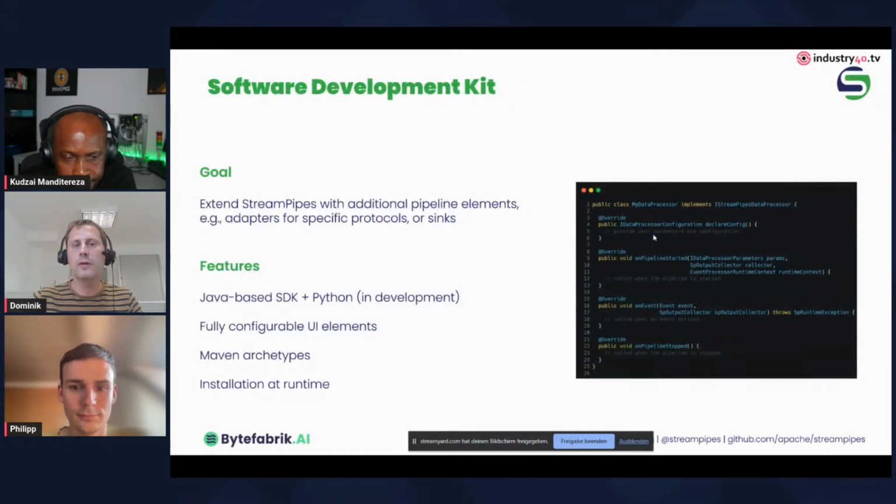So starting with the software development kit. As I said, the goal is to extend Streampipes with additional pipeline elements, which could be adapters, protocols, or data sinks. And we provide a Java-based SDK. And also for Python, we currently support function development, not yet pipeline element development. That's currently only available in Java, but we are working on providing that in Python as well.